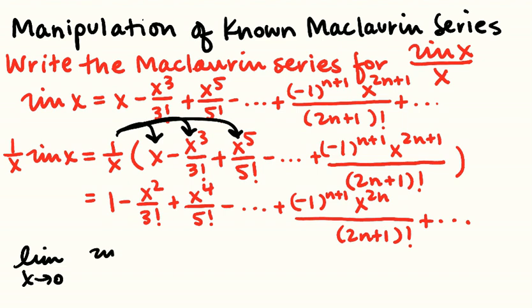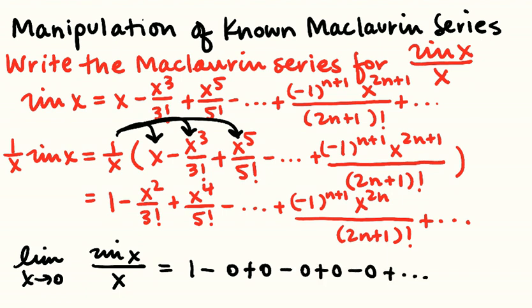But if you look at the limit as x goes to 0 of sine x over x, that's going to go to 0 over 0. But in terms of the Maclaurin series, it's going to be 1 minus 0 plus 0 minus 0 plus 0 minus 0, and so on. So we can see that it's going to be 1. And I really like that. I think that's a nice thing that's just kind of jumping out at us from the Maclaurin series.